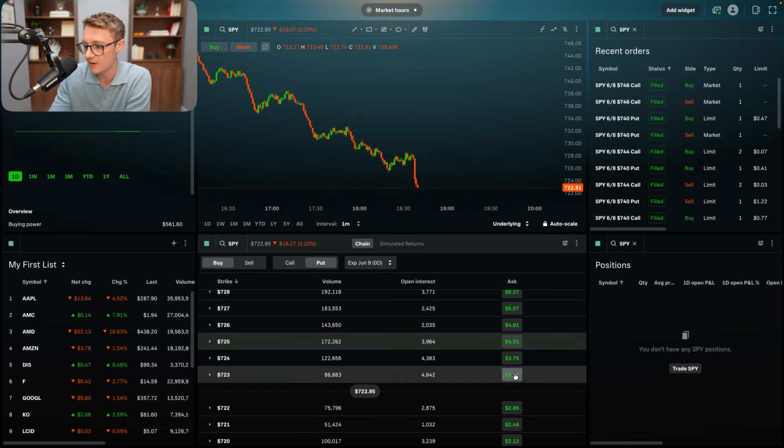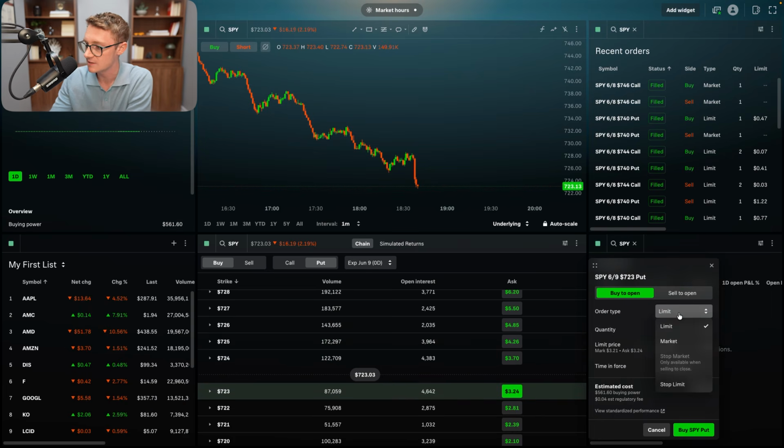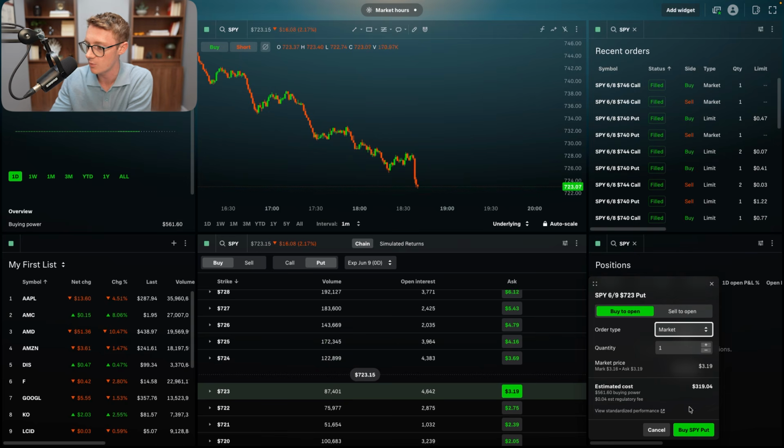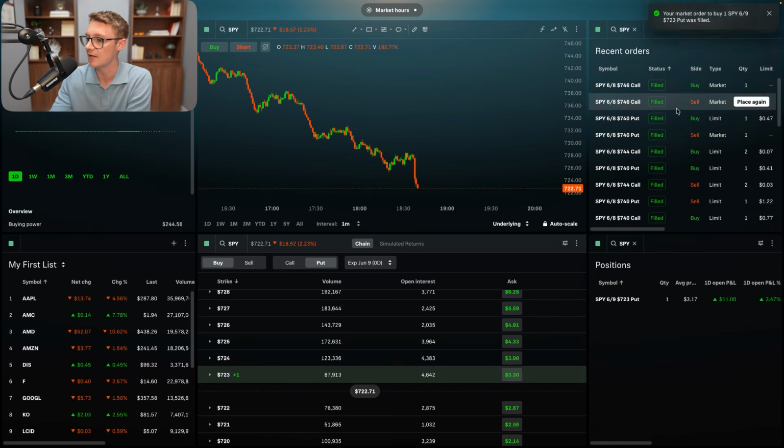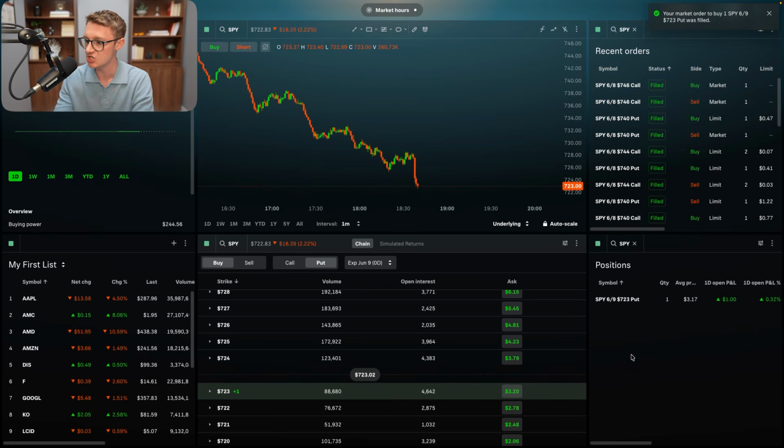Okay, so let's just buy one right now. I don't care what we're going to get filled at. Let's say I want to go in with a market order. We're going to buy one contract. I'm going to click on buy SPY put. You can see it's sending, working, and it's filled. And now I'm currently in this one SPY put. We have our positions on the right-hand side here. You can see my recent orders.